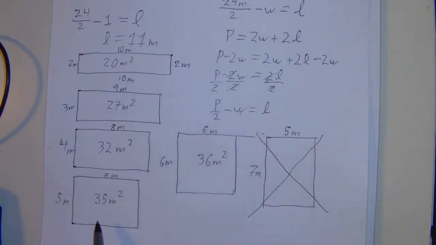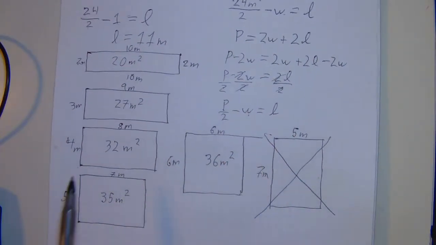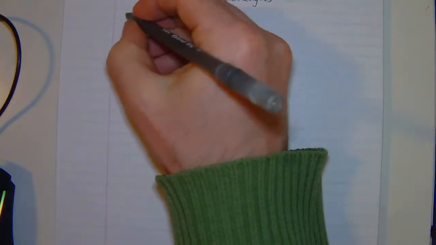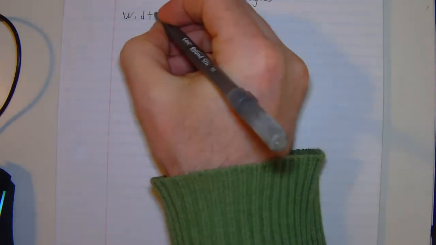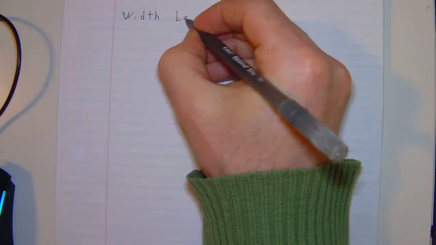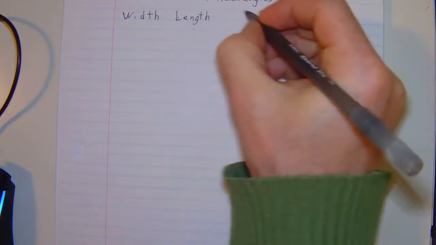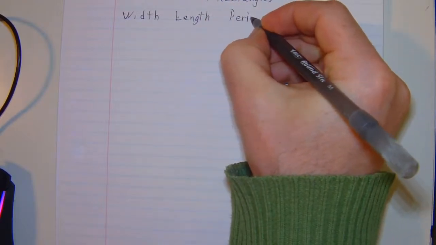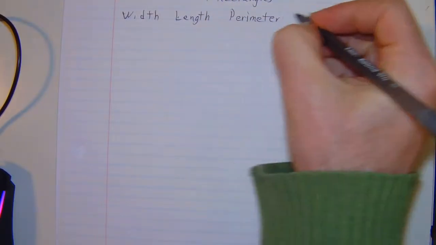Move it up so you can see that bottom one. And so now we can go ahead and fill in the table that is in the handout. So I'm going to move this paper here, make that table for you, and then we'll move back and forth between the two things and fill it in. So this table has width, length, perimeter, and area.